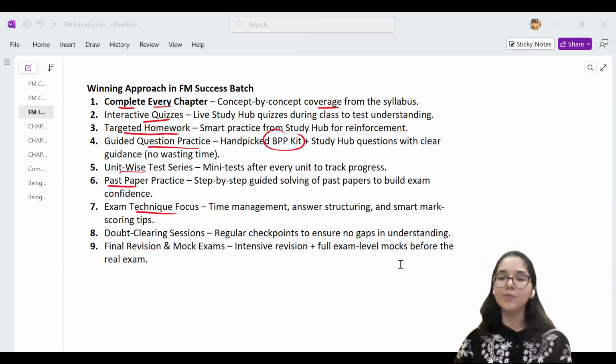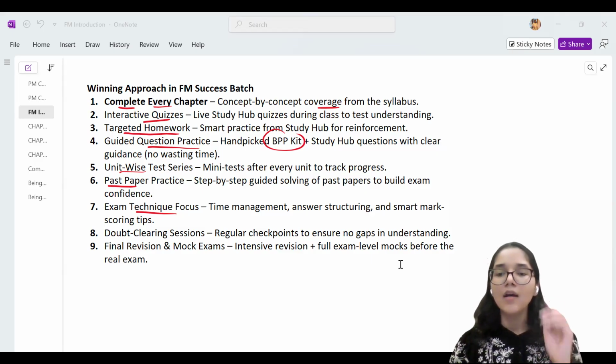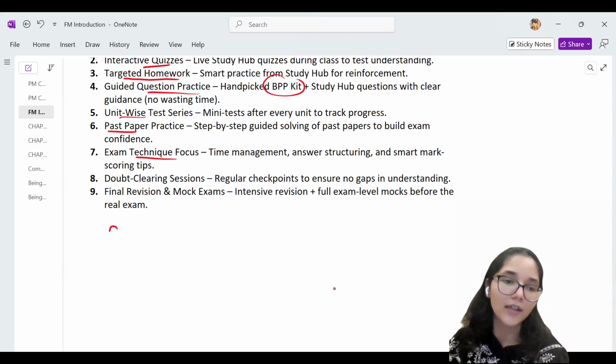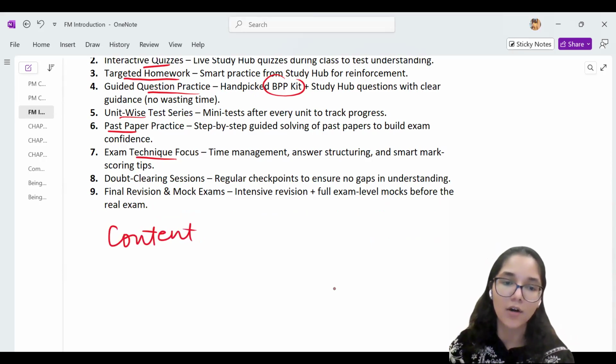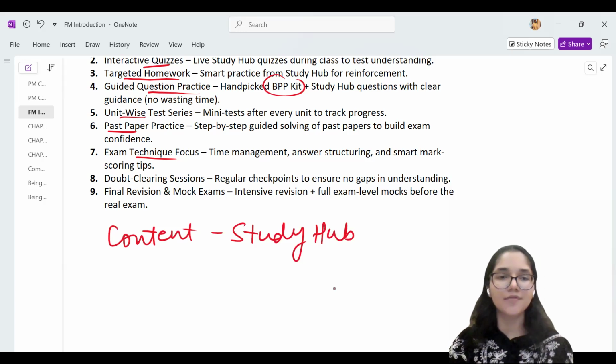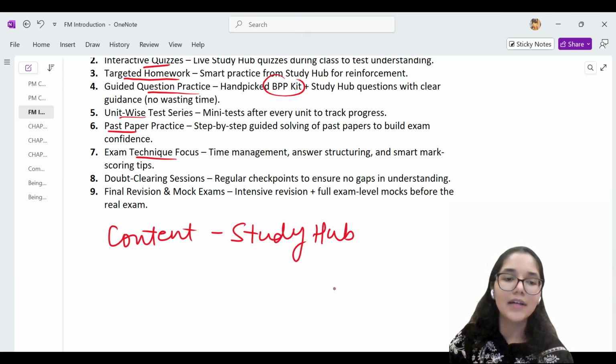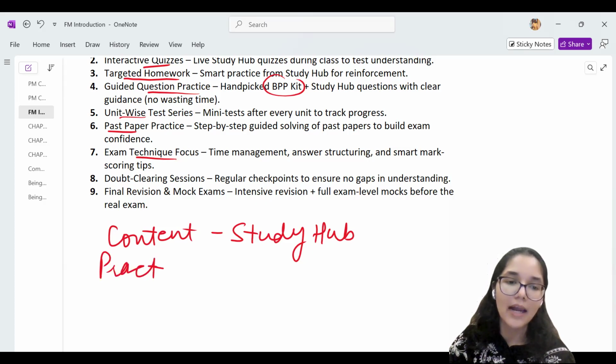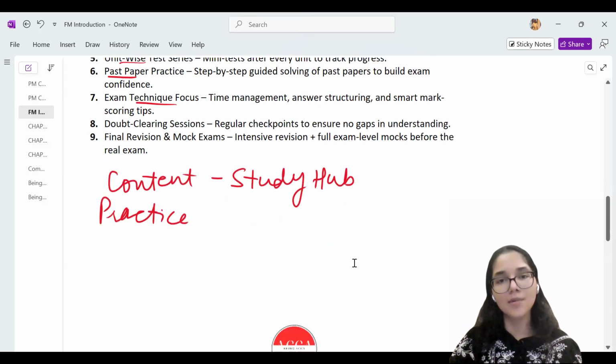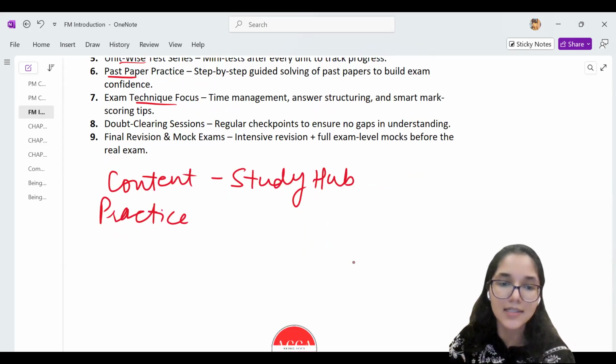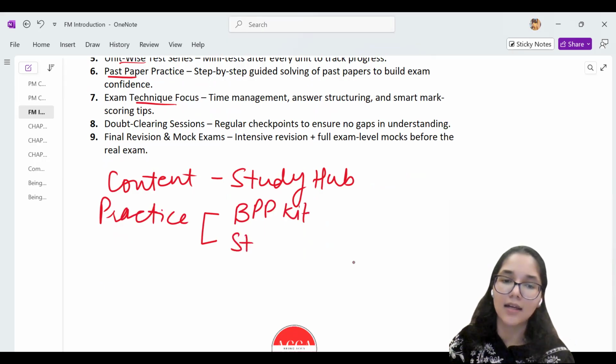Umar is asking, will you be using Kaplan or solely BPP? So, Umar, this is something I mentioned yesterday also. The content that we are going to be using will be strictly the ACCA content, which is the study hub as well as the slides which the ACCA gives. And when it comes to the practice portion, I told you that there are two most important resources. What are the two most important resources? Number one is your BPP kit. Second is your ACCA study hub.